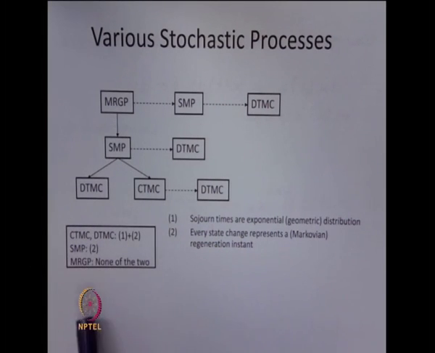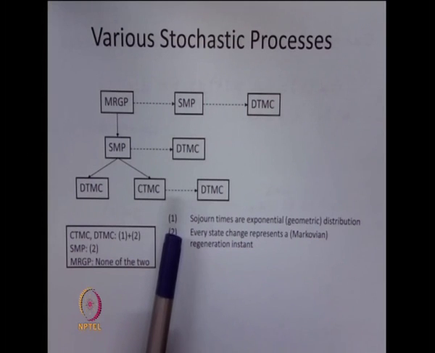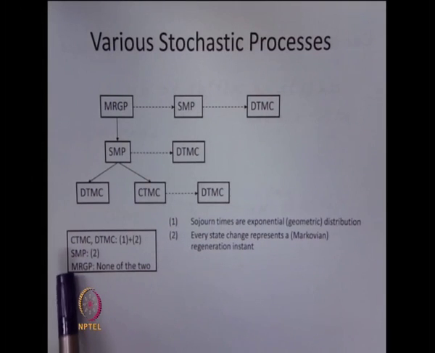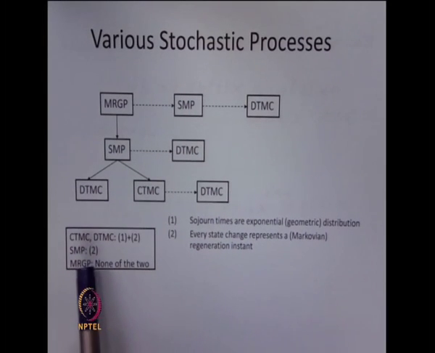If any stochastic process satisfies property number 2 only, not property number 1, that means the sojourn times are not exponentially distributed, then that stochastic process is called a semi-Markov process. We are going to discuss in detail the semi-Markov process, that is, a stochastic process satisfying property number 2 only.